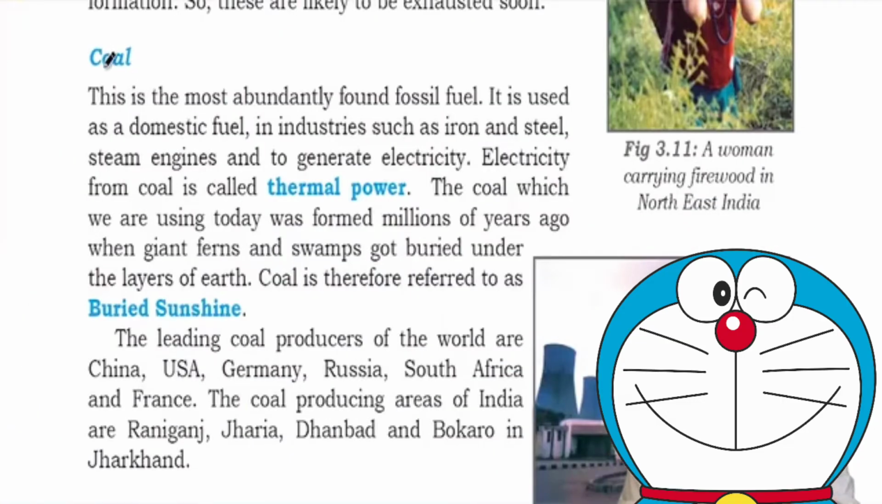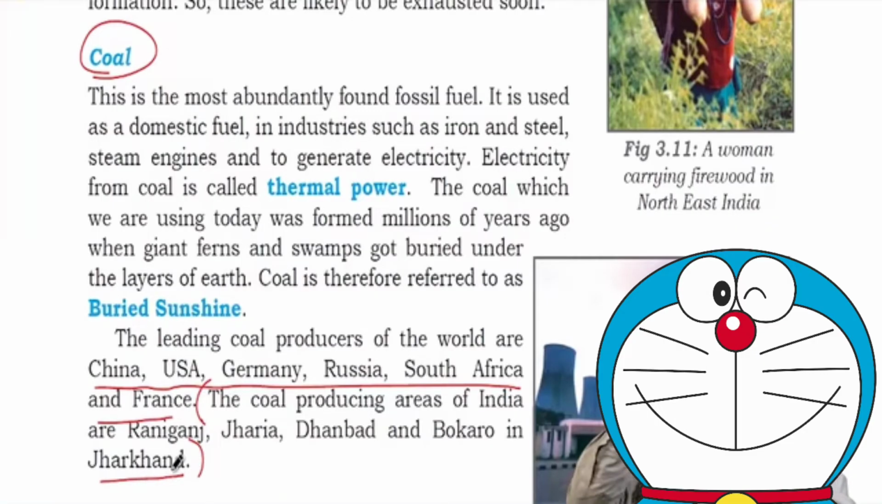So, where exactly do we see coal? It is actually present in China, USA, Germany, Russia, South Africa and France. India is also a major producer of coal. Usually coal is present in the Chotanagpur plateau, which spreads across Jharkhand, West Bengal, Odisha. In this region you find coal a lot. It is also called buried sunshine.